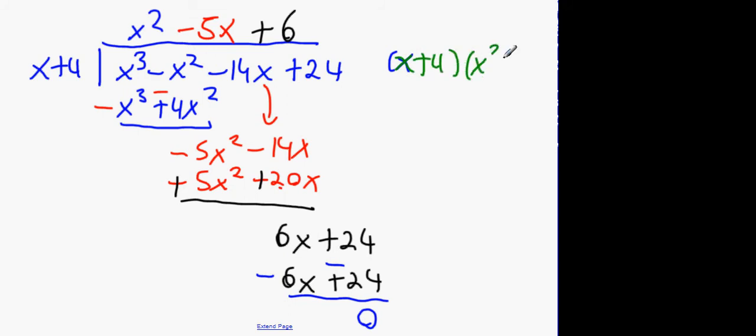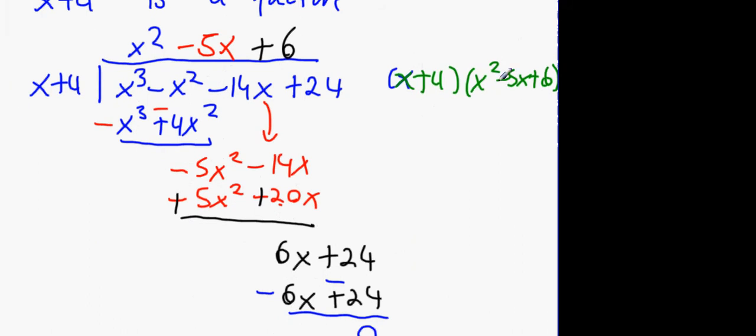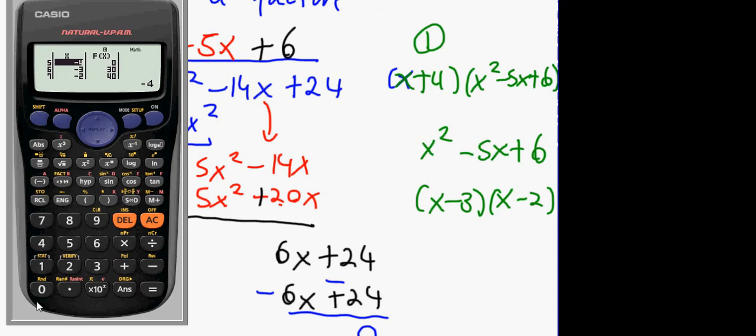Now, the first question wanted me to find the factors. This is one factor. This part here contains 2 factors, so I have to factorize x squared minus 5x plus 6. Factorize that, I'm going to get x minus 3, x minus 2. So the factors are x plus 4, x minus 3, and x minus 2. The roots are x equals minus 4, x equals 2, x equals 3. And that's exactly what we predicted at the start of the question, because it produces the 0 value for f of x.